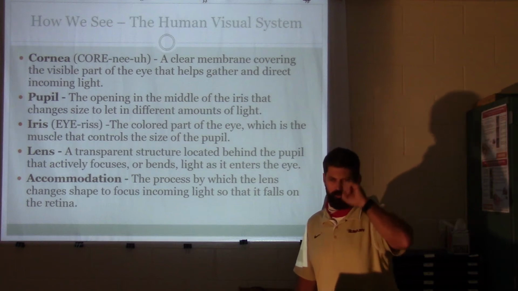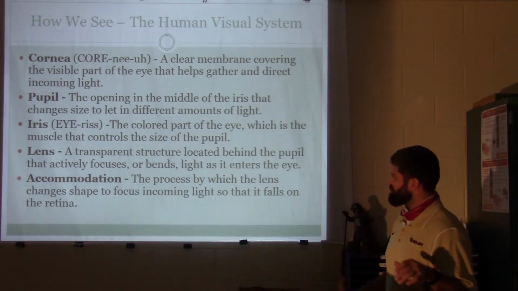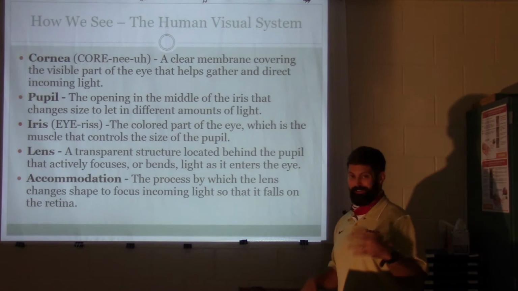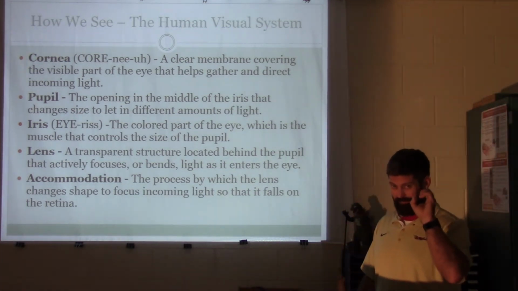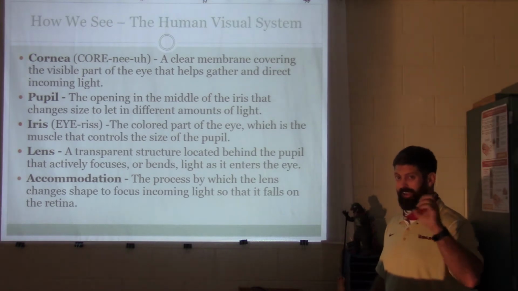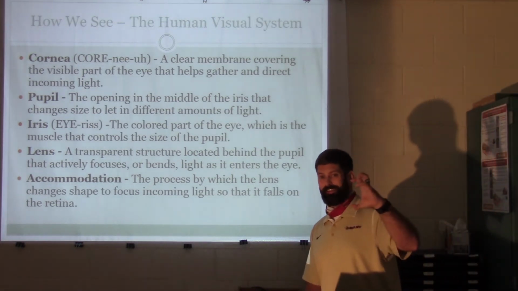The pupil is smaller. The iris, the colored part of the eye, is actually a muscle. It's the part of the muscle in your eye that controls the opening of the pupil.